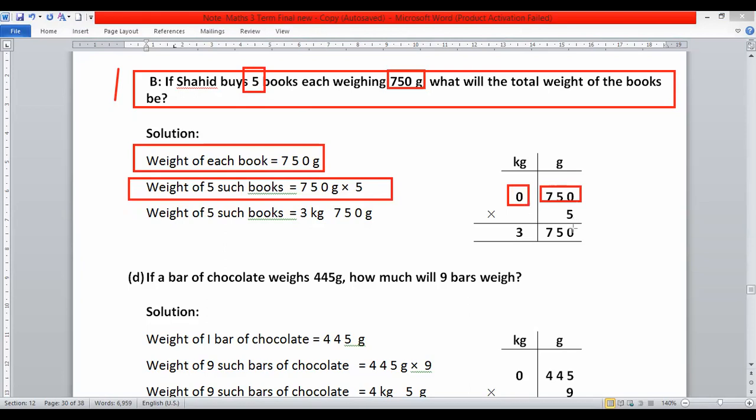5 times 0, 0. 5 times 5, 25. Carry 2. 5 7s are 35 plus 2, 37. Carry 3. Do not write 3 here, because when you write 3 here, it will be 3000. Change 3000 gram into kilogram. We know that in 3000 gram we have 3 kilogram. So after that we multiply 5 with 0, 0 plus 3, 3. So weight of 5 such books is equal to 3 kilogram and 750 gram.